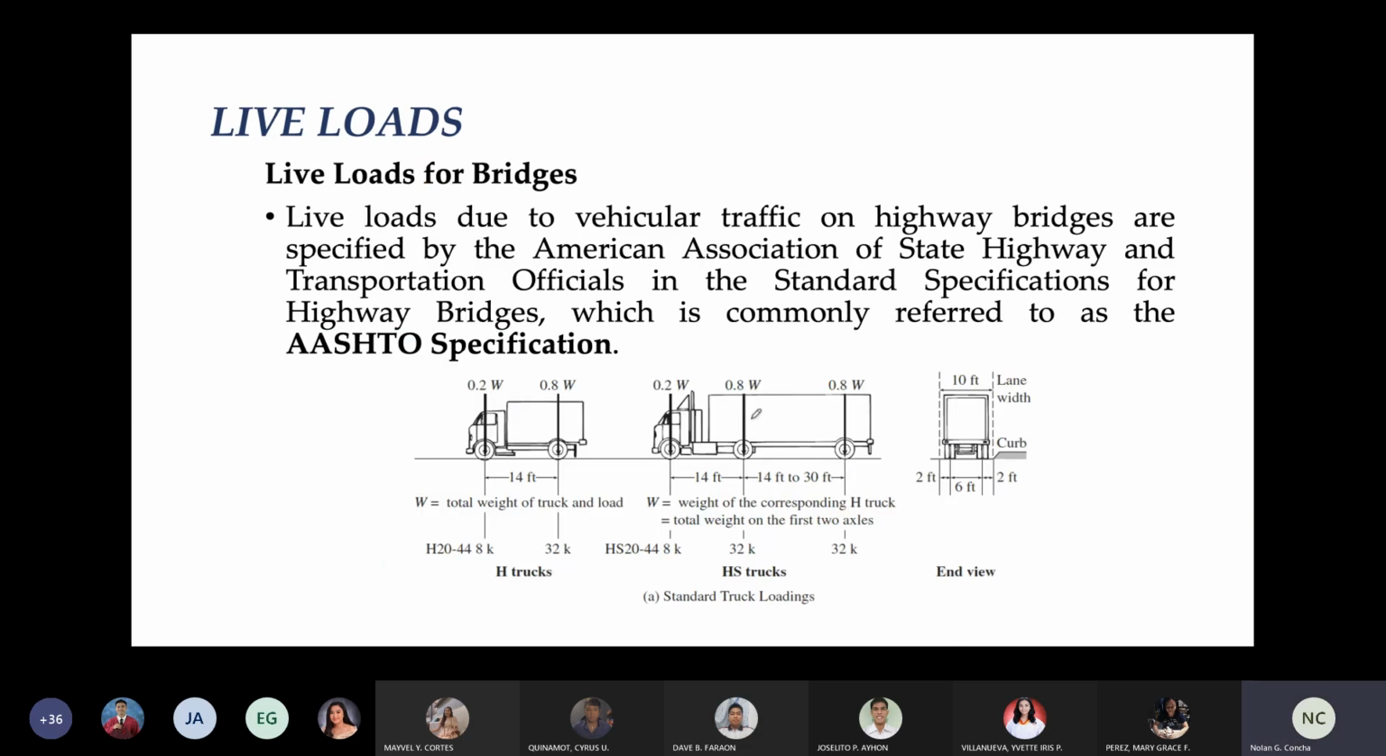It can also come from vehicle or traffic loads. The values are specified in the AASHTO, the American Association of State Highway and Transportation Officials specification. They have a handbook, and in the handbook it shows the different live loads for bridges coming from traffic loads. So we have standards, specific values for different traffic.